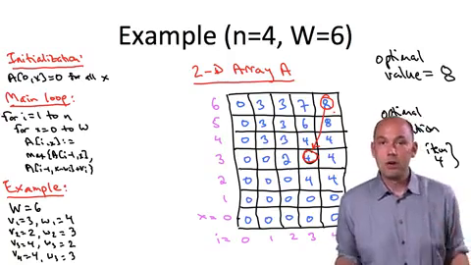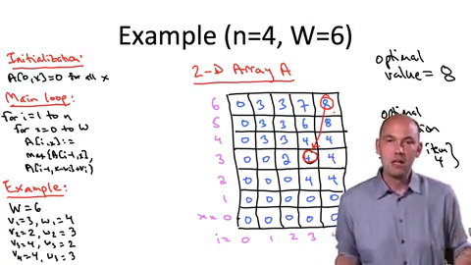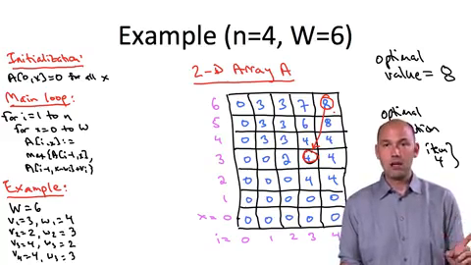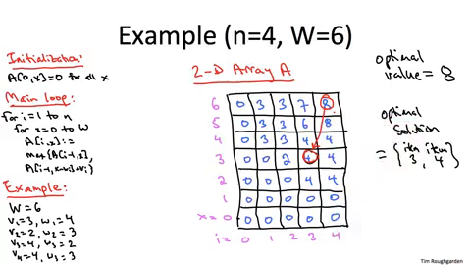Well, again, where did this 4 come from? It didn't come from immediately to the left. It came from the value of item 3 plus the optimal solution with a decreased residual capacity. And so that means that the optimal solution also includes item number 3. So what do we do then? We trace back, we go one column to the left, and we have to go now 2 rows down. 2 rows because the weight of the third item is 2.